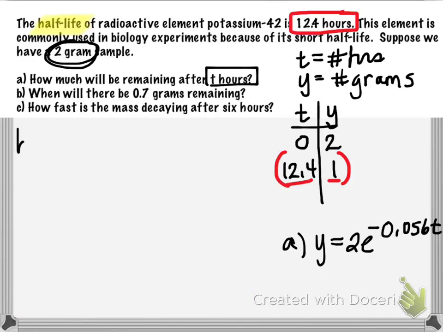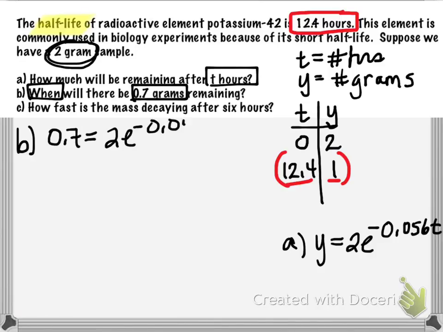Part B. When will there be 0.7 grams remaining? So we've been given the value of 0.7, and we just have to decide whether that is a t or a y value. And because it's measured in grams, that's a y value. So we're going to substitute 0.7 in for the y value of our equation, and we're solving for time.